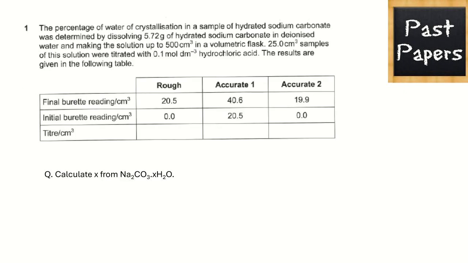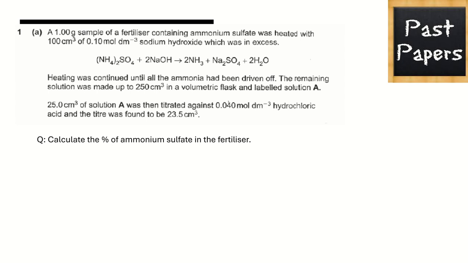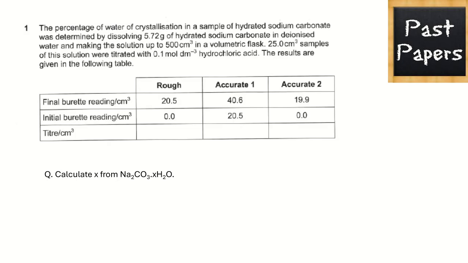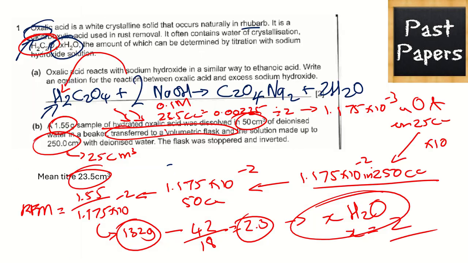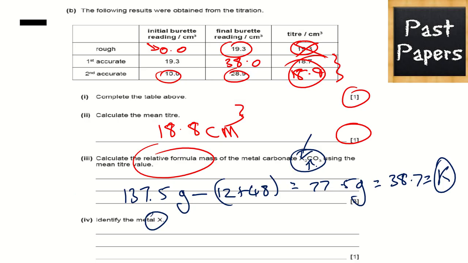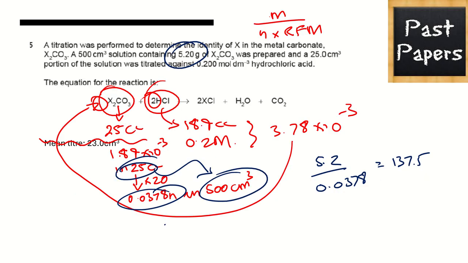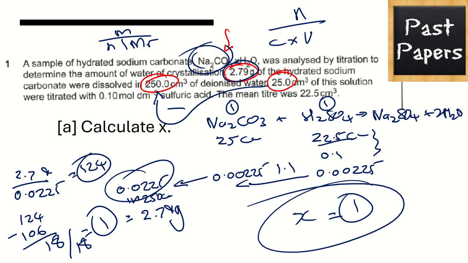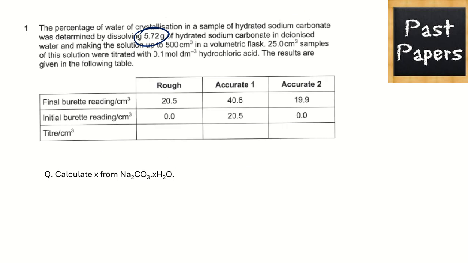Okay, right. Let's have a look at this one here. So this time we've got the percentage of water of crystallization of a sample can be determined. We've got 5.72 grams of this. Now this is actually very, very similar to the one that we did back here, where it was 5.2, so I suspect that this is probably going to be something very similar.